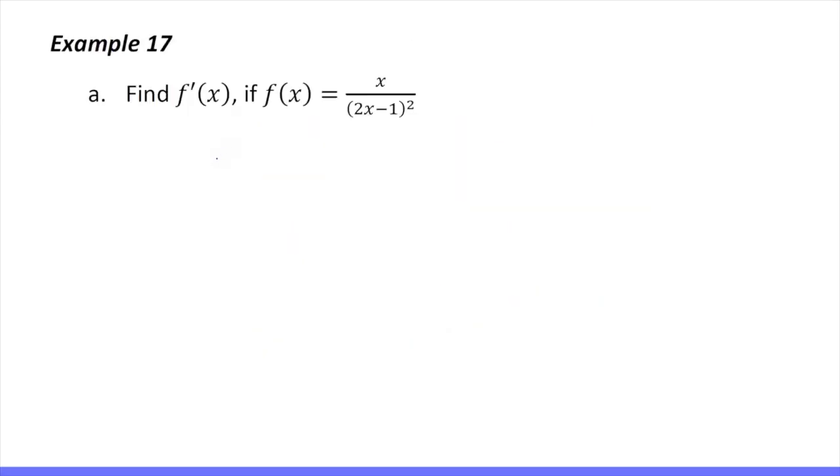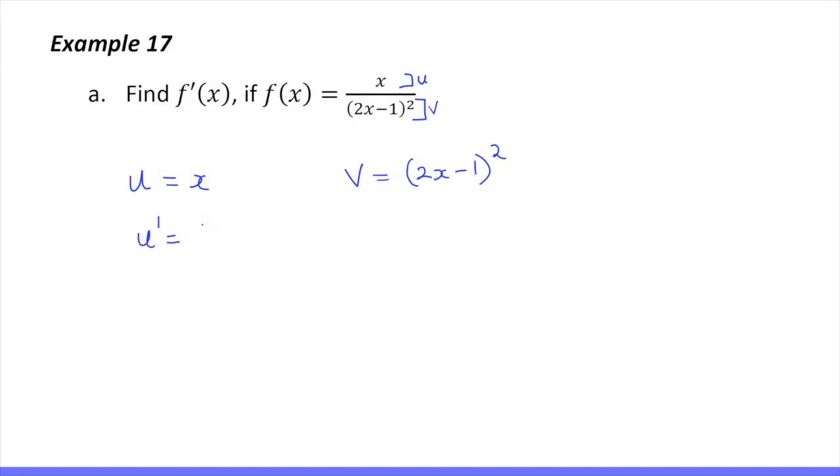Let's apply this now to an example. So example 17, find f dash of x if f of x is equal to x over (2x minus 1) all squared. So again, let's separate these two functions. So this one is my u and this one is v. So let's write it up in a table. u is equal to x, v is equal to (2x minus 1) all squared.